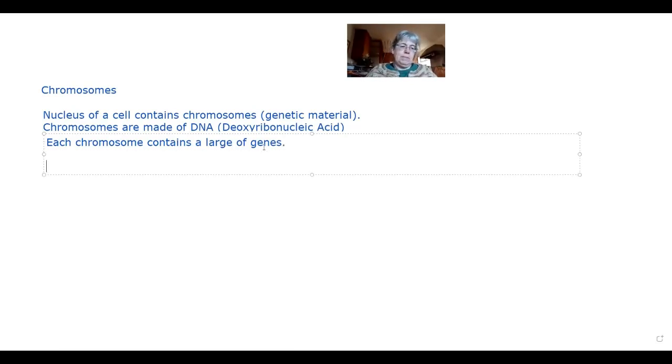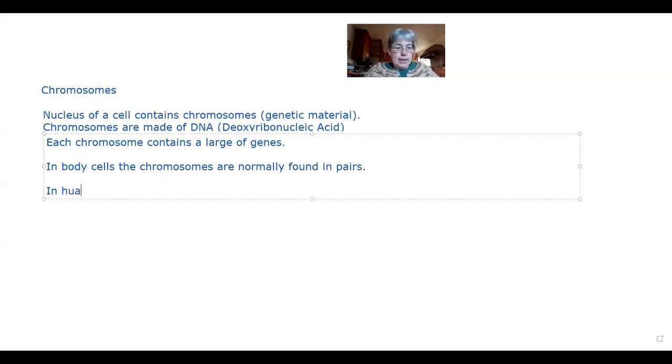And the final thing you need to know about chromosomes for this bit is that they normally come in pairs. In multicellular organisms, they normally come in pairs. So in body cells, the chromosomes are normally found in pairs. So in humans, there are 23 pairs, or 46 chromosomes in total.